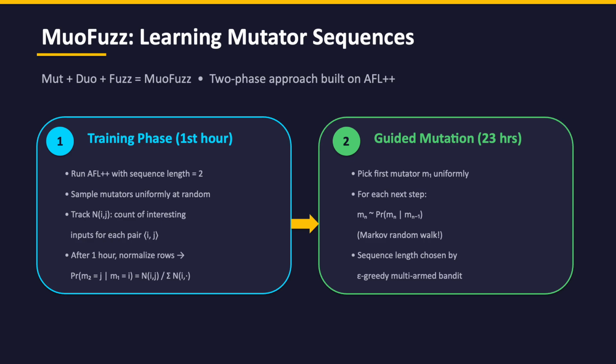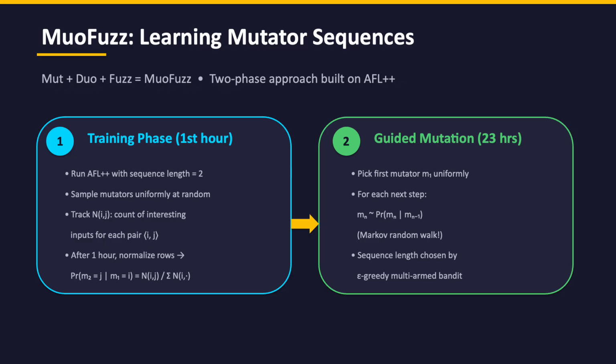So the first hour of every fuzzing campaign is essentially data collection. At the end of that hour, MuFuzz normalizes each row of the N matrix. It divides each entry by the sum of its row, turning each row into a proper probability distribution. Now for any mutator i, you have a distribution that tells you, given that i was the previous mutator, how likely each mutator j is to produce an interesting input as the next one.